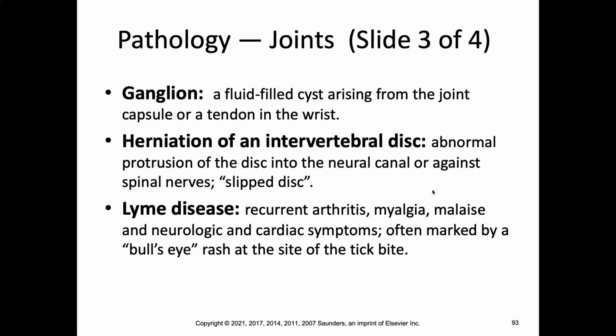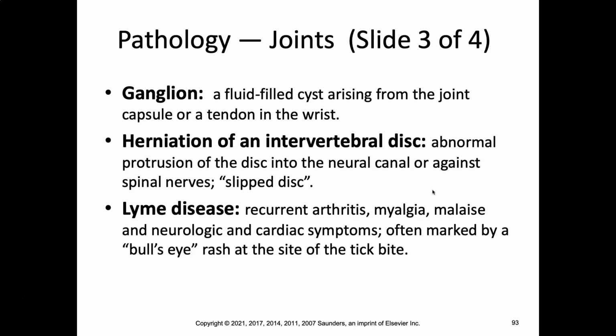Other things are ganglions. That's a cyst. That means it's a fluid-filled sac that arises from the joint capsule or a tendon in the wrist, and that has to be dealt with. Herniation of an intervertebral disc. Have you ever heard of the term slip disc? That's where a disc has protruded. It has moved. It's no longer staying where it should be, and it's actually pressing on or against spinal nerves or into the neural canal, and has to be dealt with usually through surgery.